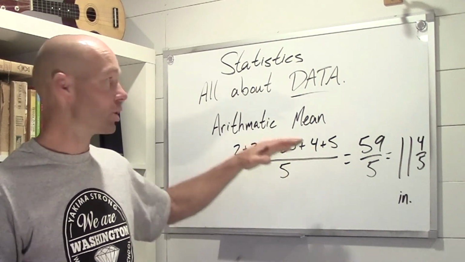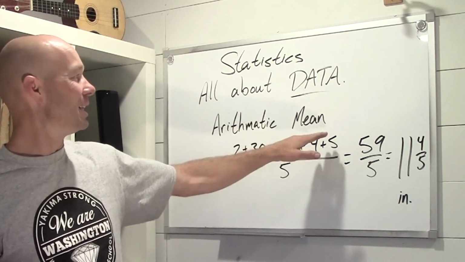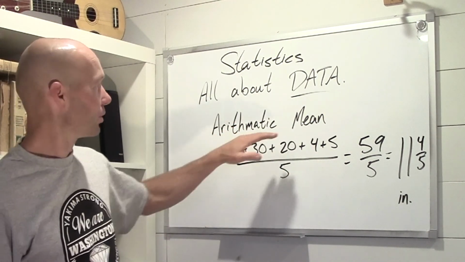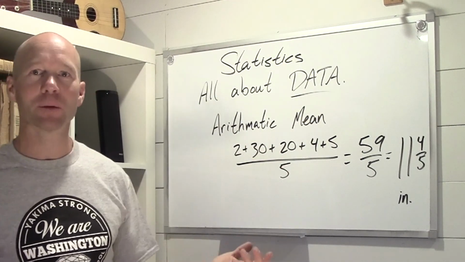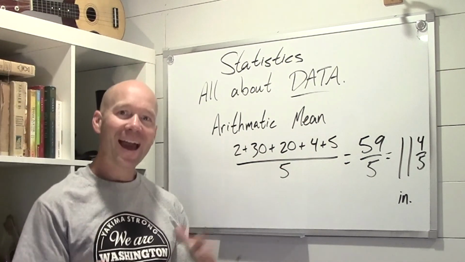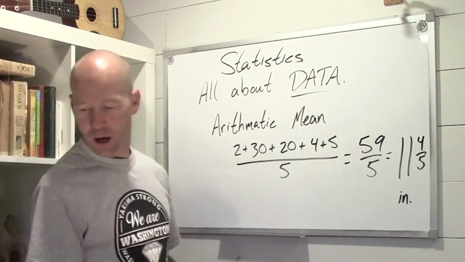So the average, or the arithmetic mean, the average of all those, the mean, is we add them up and divide. That's a number that we use all the time. You add and divide for the mean.